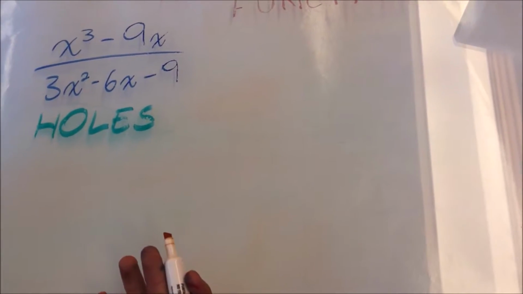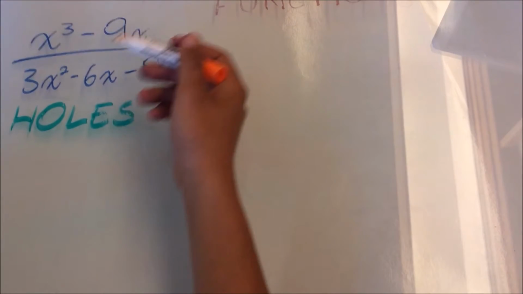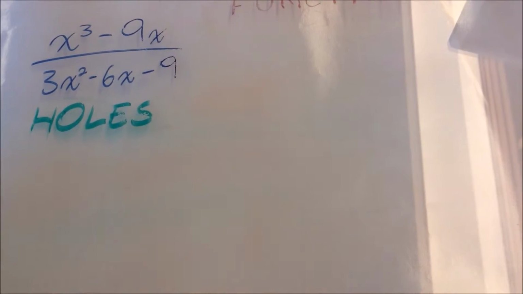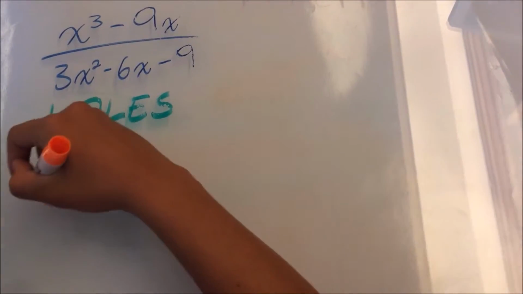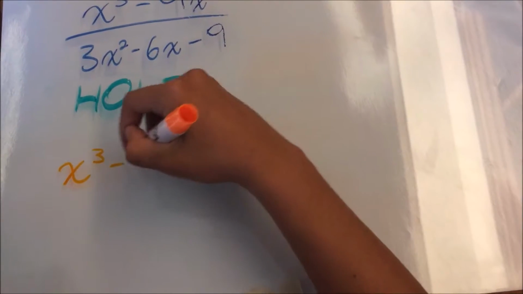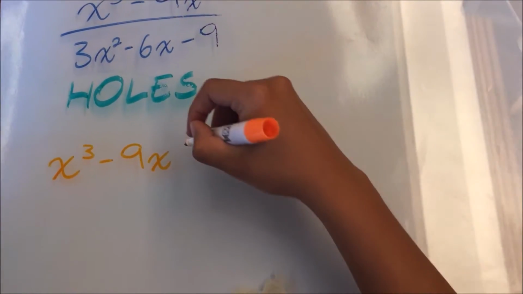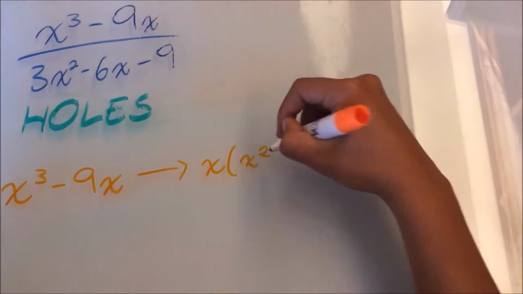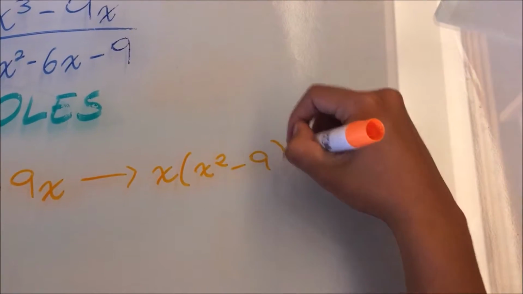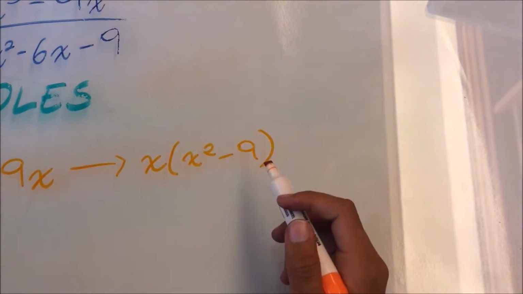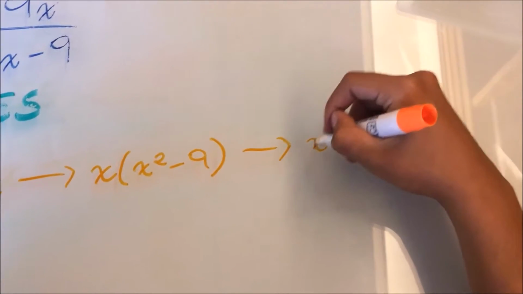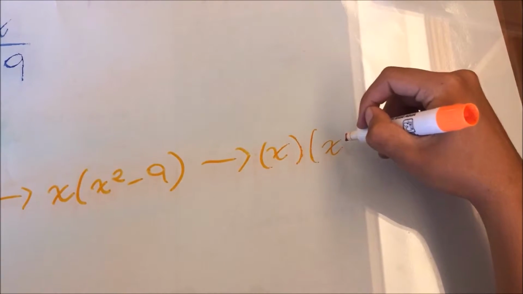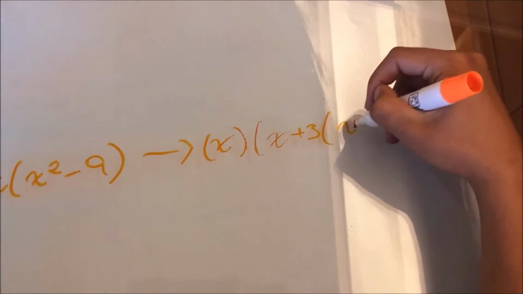To see if your graph has any holes in it, you need to simplify anything that you can in your equation. So in this example, we can simplify both the numerator and the denominator. Let's begin with the top. So we have x to the third minus 9x. This can be simplified into x times x squared minus 9. And here we have a difference of squares, which can be simplified into x times x plus 3 times x minus 3.